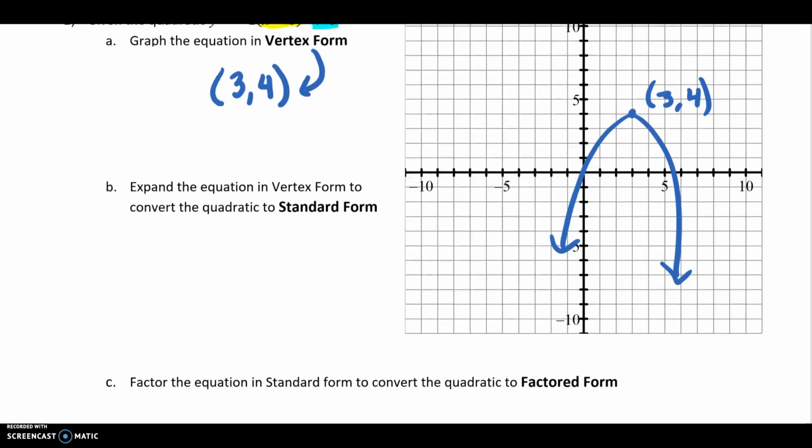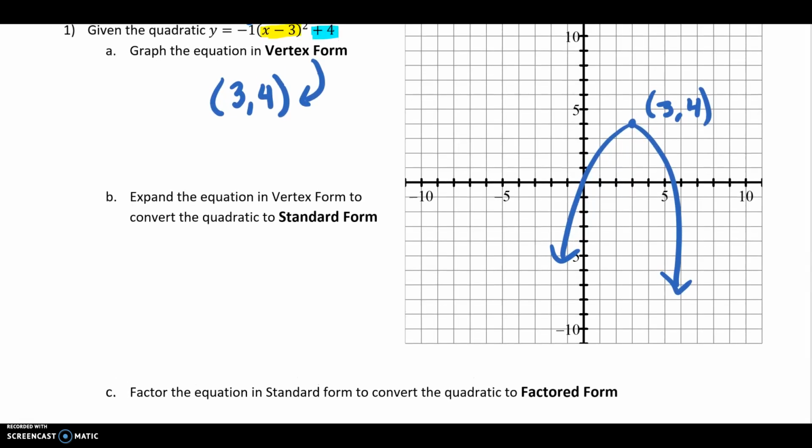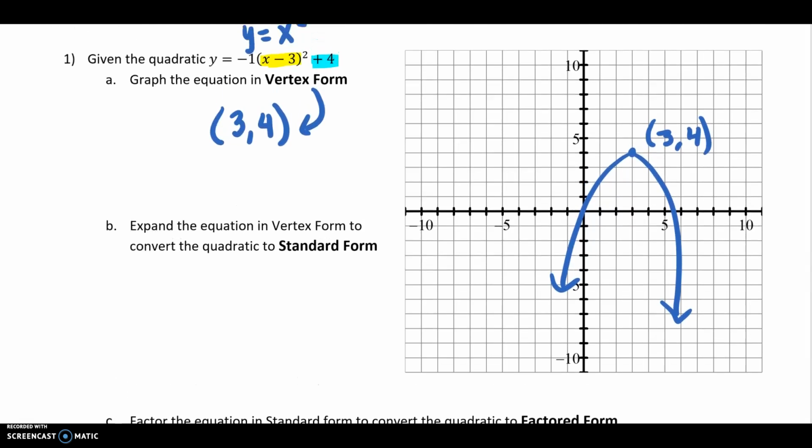Okay, we're going to go on to part B. We're going to expand the equation in vertex form to convert the equation to standard form. So when I say expand, I mean we're going to square x minus 3. We're going to multiply by -1, then we're going to add 4. Right, so in order of operations, you do exponent, then multiplication, then add. I'm actually going to pause the video while I do that. I want you to do this on your own in this space here. So again, square this, multiply by -1, add 4, and you should get something that looks like standard form. We'll talk about it when we come back.